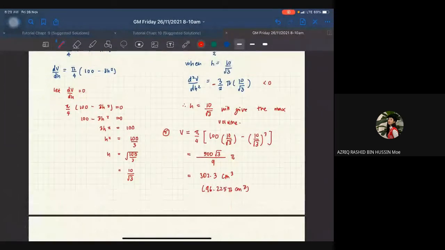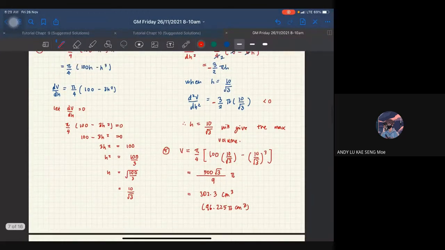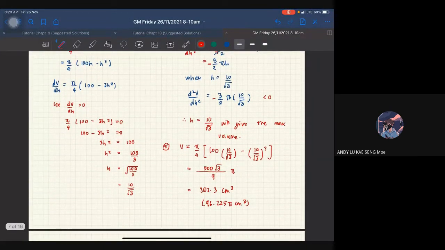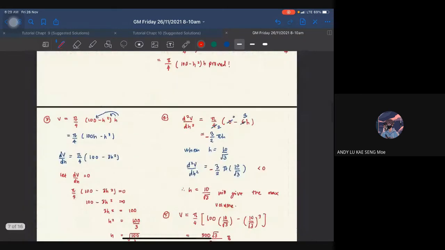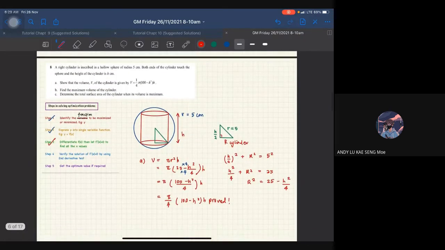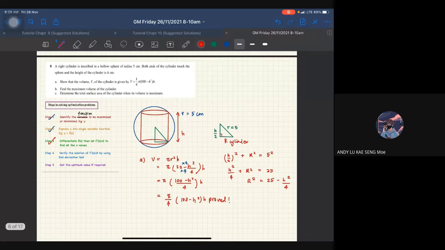So bahagian A dengan B, dia basically adalah bahagian yang kita belajar dalam kelas hari Isnin hari tu. Maksudnya A dengan B adalah untuk awak cari maximum volume dia direct lah. So daripada awal dia memang dah minta awak cari volume. So just fokus awak kepada volume saja. Okay, tapi tiba-tiba dekat bahagian C, dia masuk pasal total surface area. So dia dah bertukar sikit kat situ. Okay. So dia kata total surface area of the cylinder when its volume is maximum. Okay. So volume is maximum.